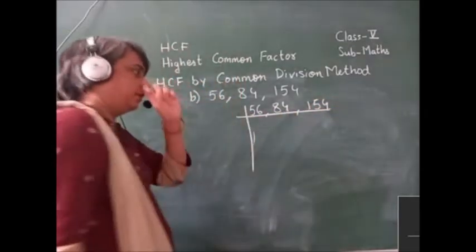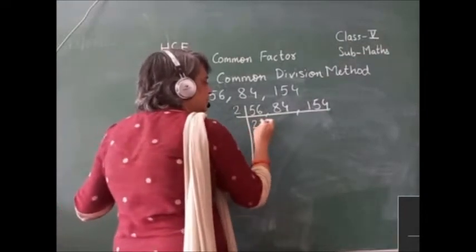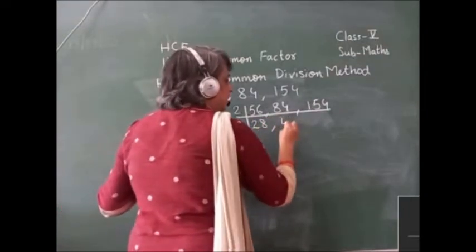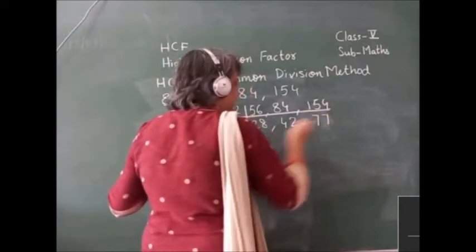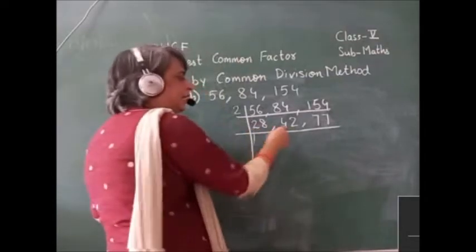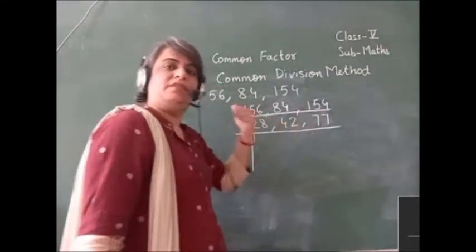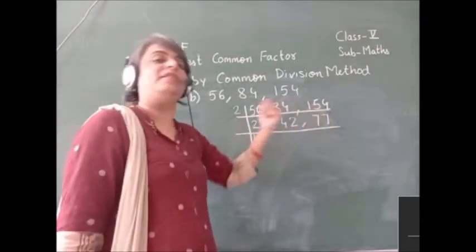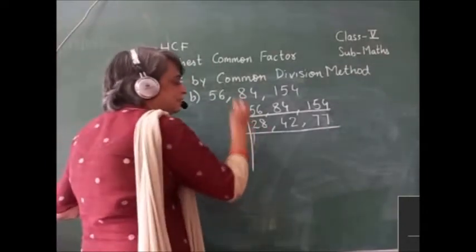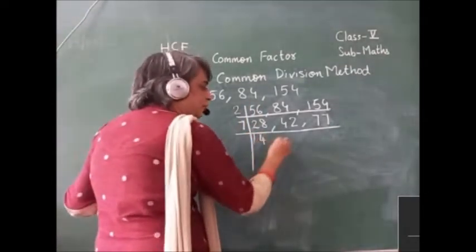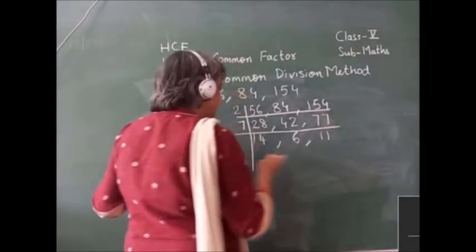These 3 numbers are divisible by 2. 2 28s, 2 42s, and this one is 77. Now 28, 42 and 77. These two numbers are even, so they are divisible by 2. But 77 is not divisible by 2. So what number are you going to take here? These numbers are divisible by 7. 7 4s are 28, 7 6s are 42 and 7 11s are 77.